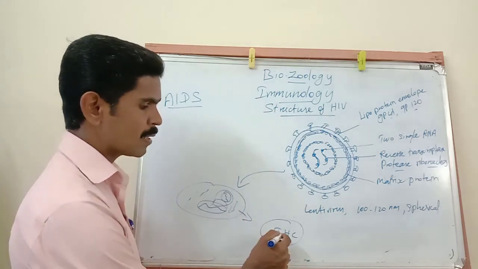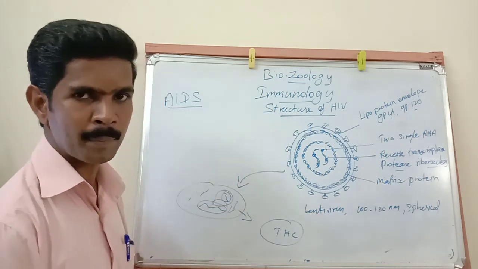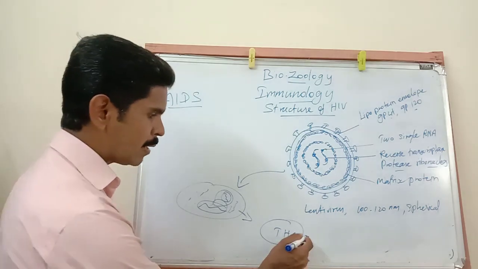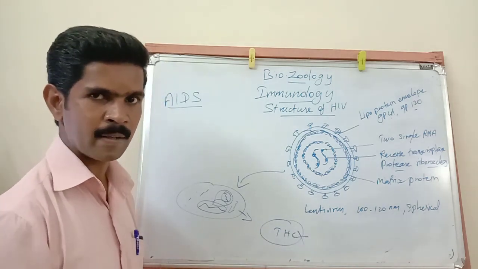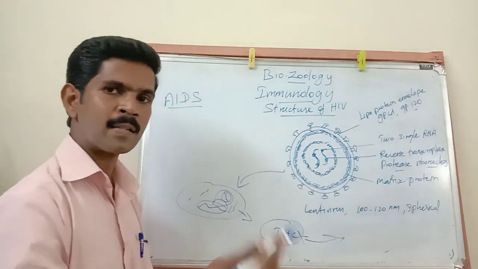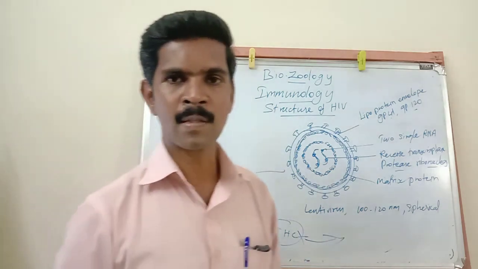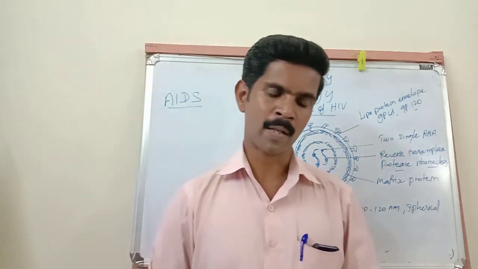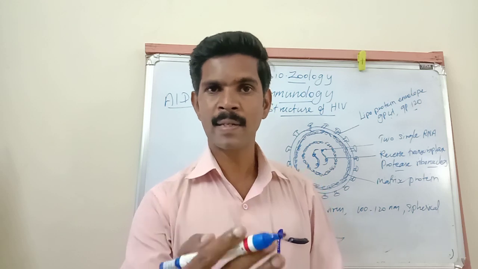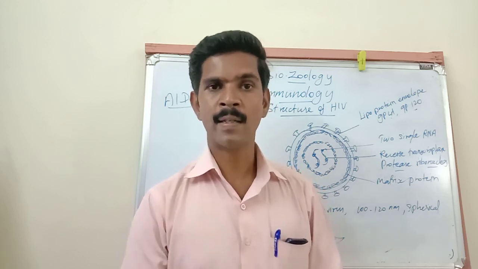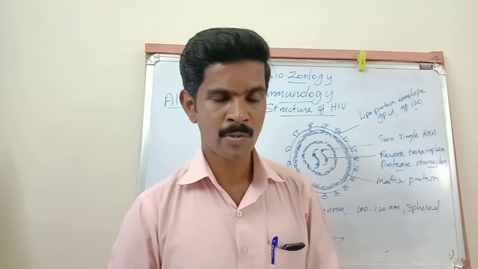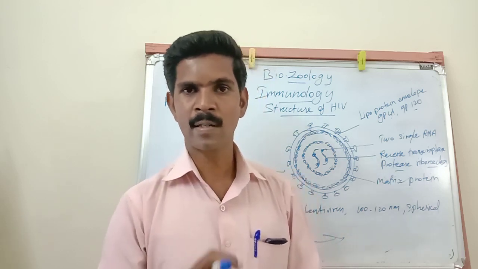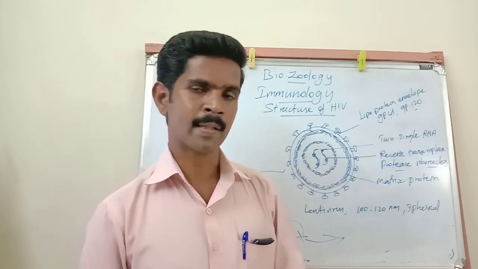After entering inside the T helper cell, they are increasing their number. The progeny of the HIV virus are produced inside the T helper cell. Finally, these T helper cells break down or are destroyed, and the progeny go to attack the other T helper cells. Like that, all the T helper cells are destroyed inside the body. So when the T helper cell number decreases, automatically the acquired immunity power of the human also decreases.